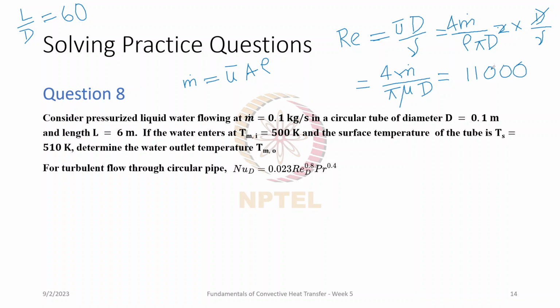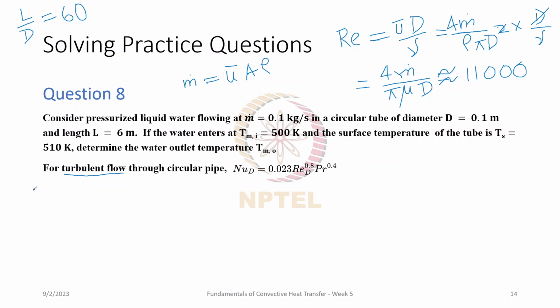Okay, so here mu is not mentioned, but water is mentioned. For water, this mu is of the order of 10 to the power minus 6. So that's why this value is pretty high. This is, I won't say equal to, but rather approximately of the order of. You can crunch the actual numbers and find out as well. So that's why the flow conditions will be turbulent, and for turbulent circular pipe this expression is given. We will now use this expression.